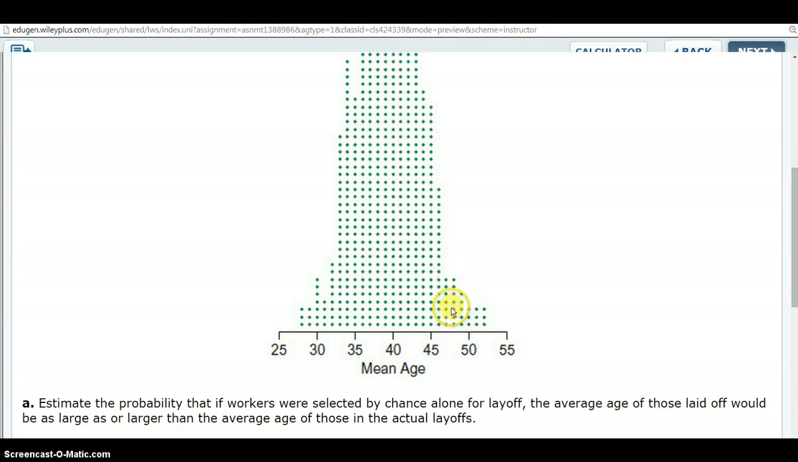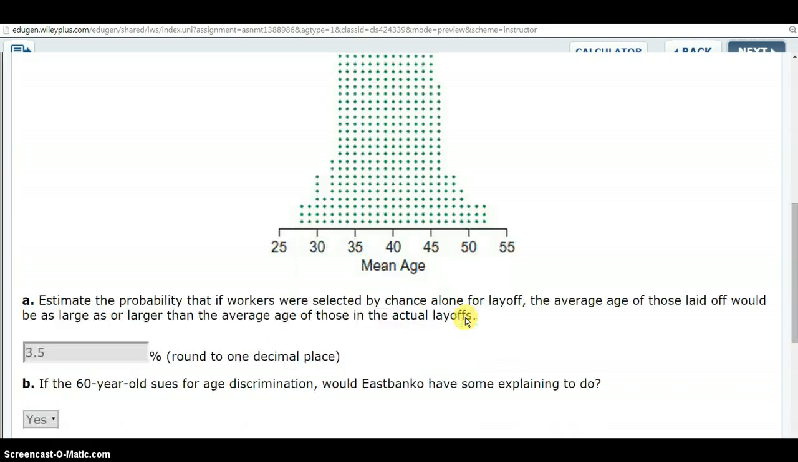We basically just need to count the dots that are positioned at 48 or greater. So at 48, we have 1, 2, 3, 4, 5, 6, 7 here. We have another 5 here, that's 12. And I notice we have a 3 by 3 square here, that's 9. So 12 plus 9 gives us 21. 21 of the dots are at least as high as what we had for the actual age of those laid off.